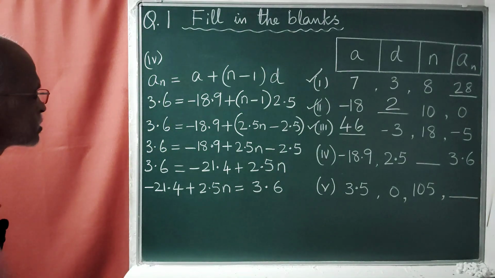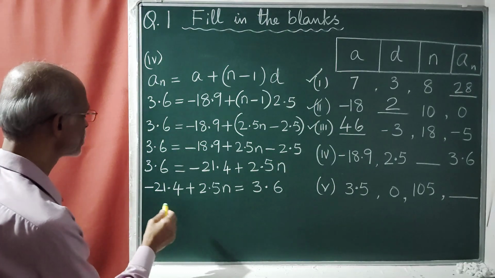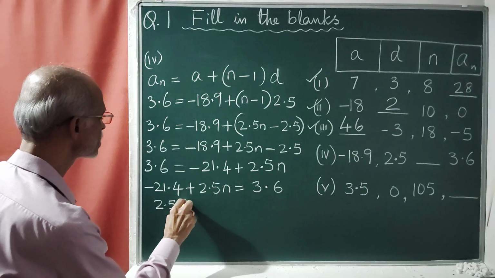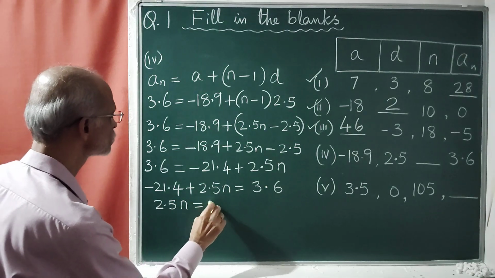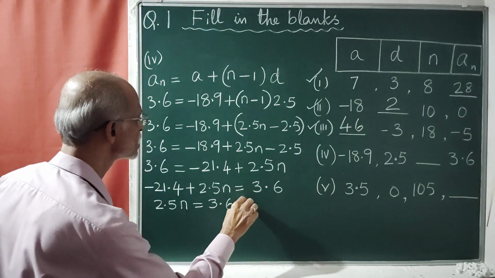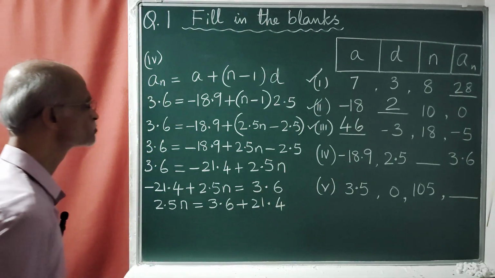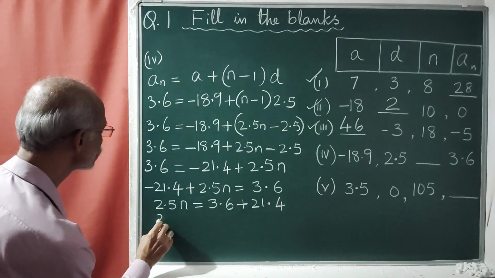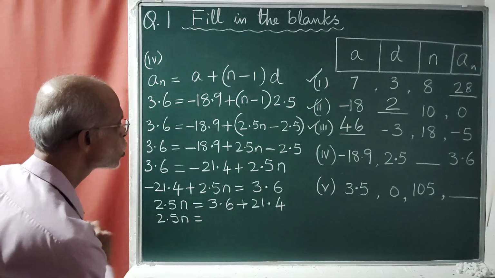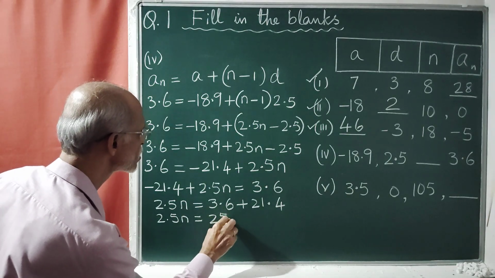I'll transpose minus 21.4 to the right side. So 2.5N is equal to 3.6 plus 21.4. So we get 2.5N is equal to 25. We will get 25.